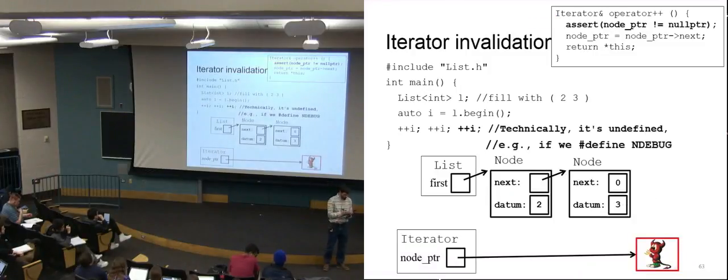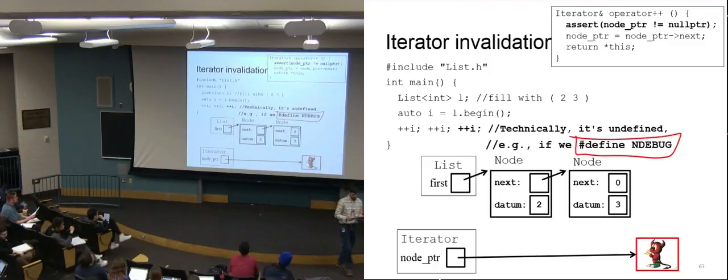Well, what if we do this? Remember, you can get rid of the asserts in the production code with #define NDEBUG. Then here's what you get. So all I can tell you about this is don't do that. In other words, it's the programmer who uses the iterator. It's that programmer's responsibility to avoid invalid iterators.